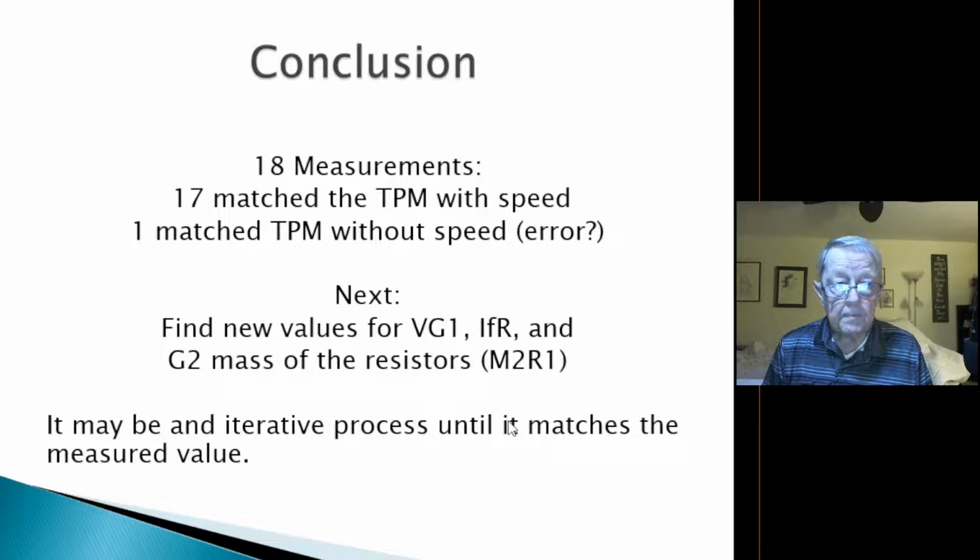So in conclusion, I did 18 measurements. 17 matched the TPM with speed. 1 matched the TPM without speed. Maybe that was an error on my part. Maybe the circuit glitched somehow. I don't know, but it certainly looked like it matched without speed. Then I'm going to find new values for VG1, IFR, and for the G2 mass. And the G2 mass of R1 and S1 is what gives me the speed factor. And as I said, it may be an iterative process until it matches the values.